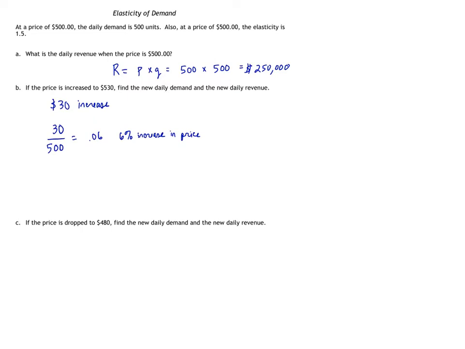So now with a 6% increase in the price, we should see a decrease in the demand. And so to determine what change we're going to see in the demand, I'm going to multiply the 6% times the elasticity of 1.5. This gives us a 9% decrease in the demand. So we first must determine what is 9% of the current demand of 500 units, and that would be 45 units.